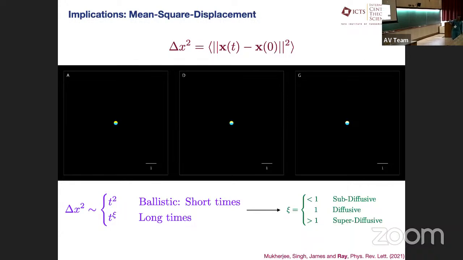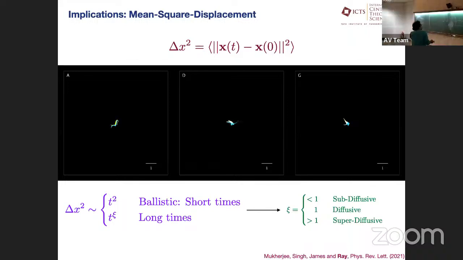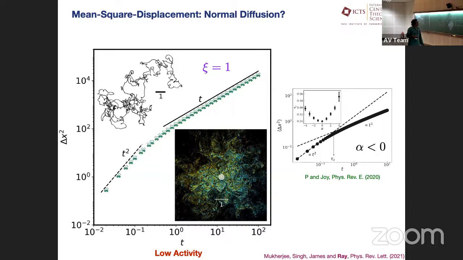The implication for statistical physicists is to go ahead and measure the mean square displacement. We can measure the mean square displacement in this flow, and we know that it should be ballistic at short times, and at long times it should be t to the power xi, where xi equal to 1 is diffusive, less than 1 is subdiffusive and greater than 1 is superdiffusive. So what we find is the following. This is at low activity. What we find is that indeed the mean square displacement is t squared followed by t.